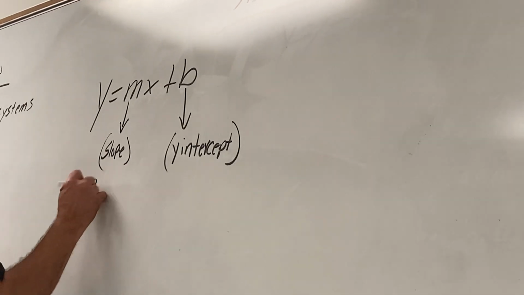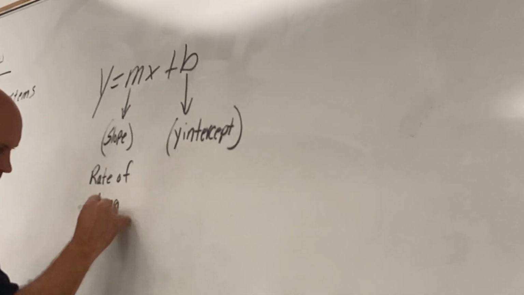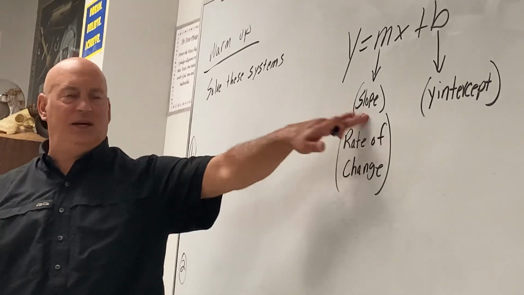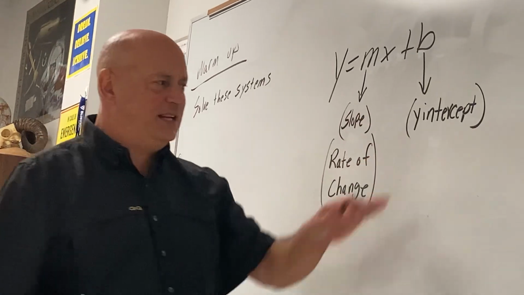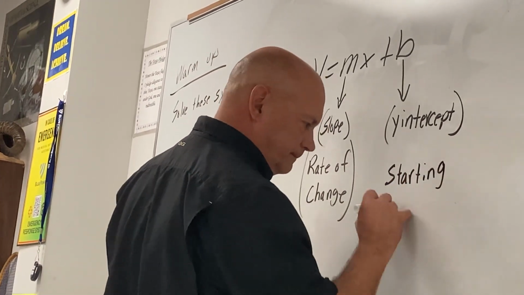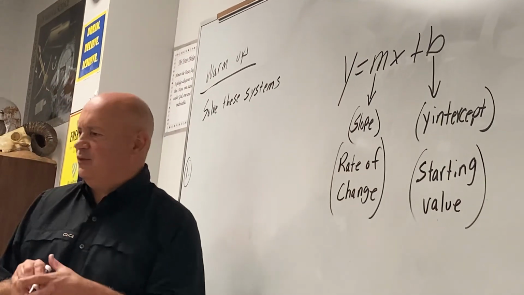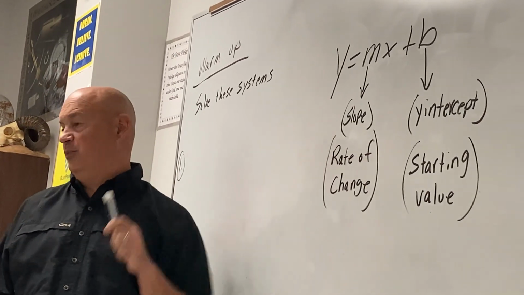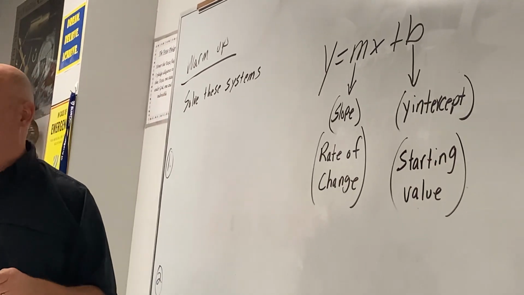Instead of slope, let's think of the word rate of change. If we can find the number that is changing, that will automatically be our slope. Are you with me? Instead of the word y-intercept today, let's use the starting value or the starting point. So the starting value is going to be our y-intercept. The rate of change is going to be our slope. Once we know those two numbers, we can plug them in and write the equation pretty quickly and pretty easily. Questions?